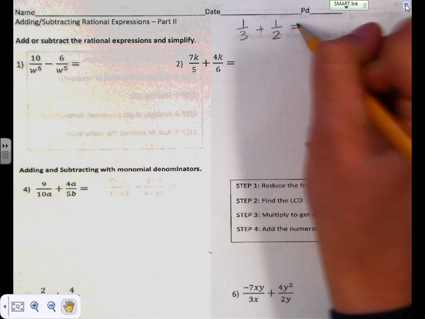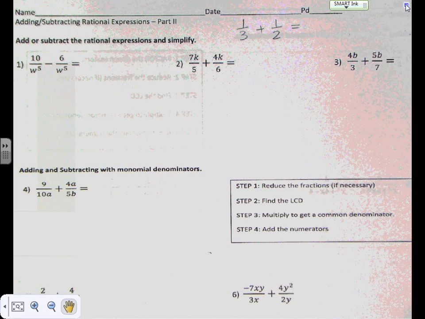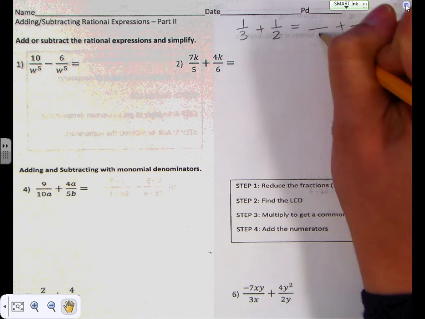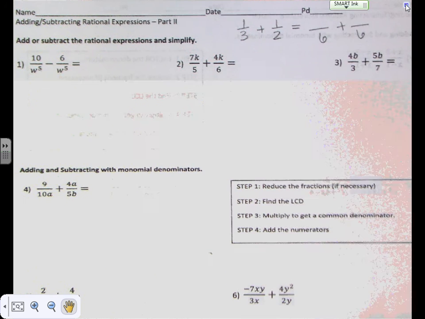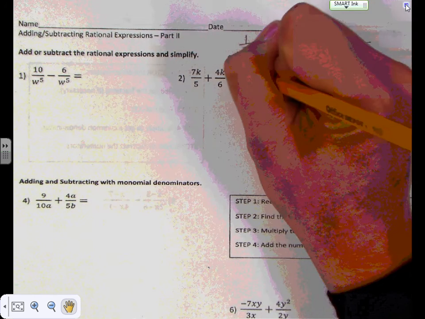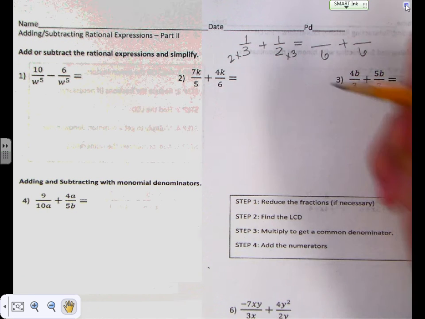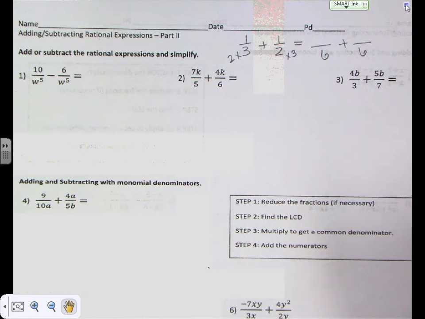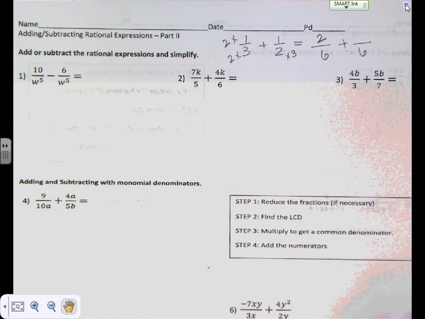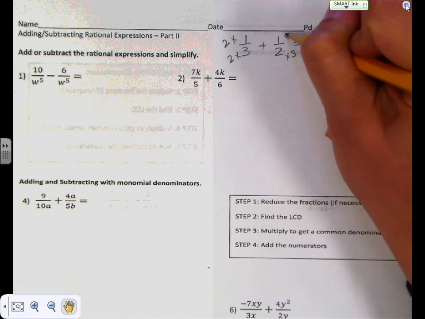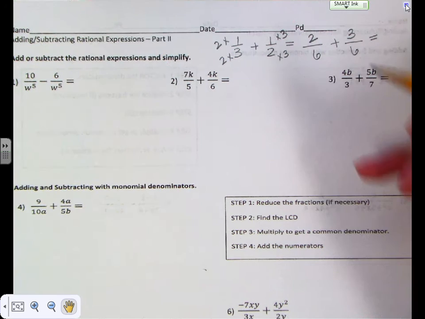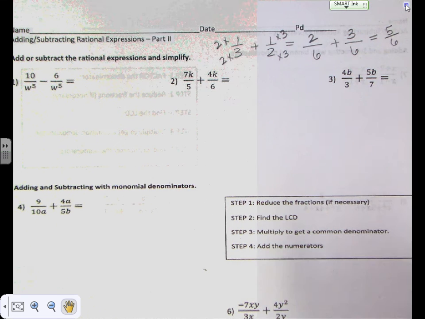How do you add two fractions? You find the common denominator. The common denominator between the two is 6. So you would have to multiply one fraction by 2 and the other one by 3. And what you do to the bottom, you have to also do to the top. So you would end up with 2/6 plus 3/6. And what is 2 plus 3? 5/6. So that's your answer.